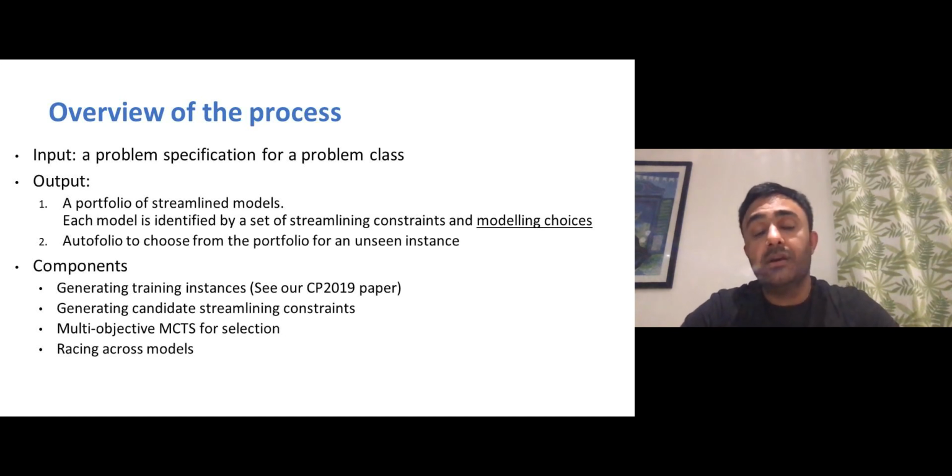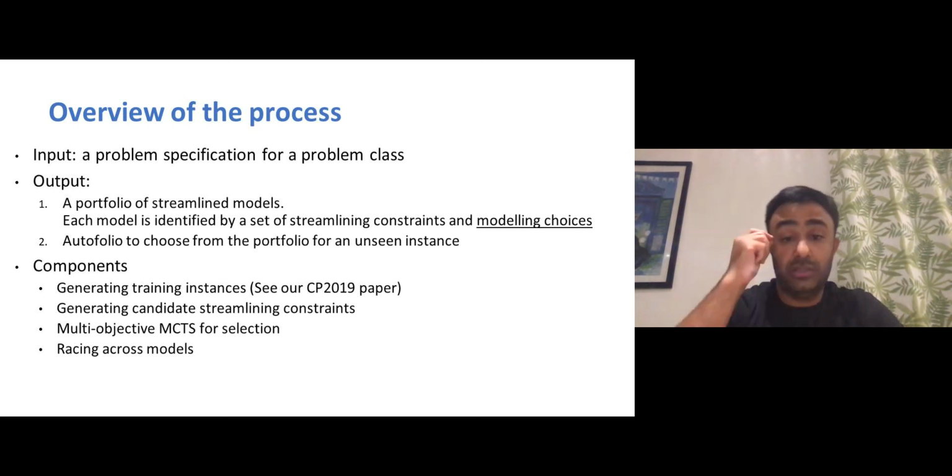Here, the objectives are a wide applicability of the selected streamlining constraints on the training instances, and when they're applicable, a large reduction. If we want to achieve a large reduction in the amount of search we do for as wide ranges of instances as possible. Since we have multiple models to consider for each specific set of streamlining constraints, we will use racing methods to choose between models, and all the details of this will be in the paper.